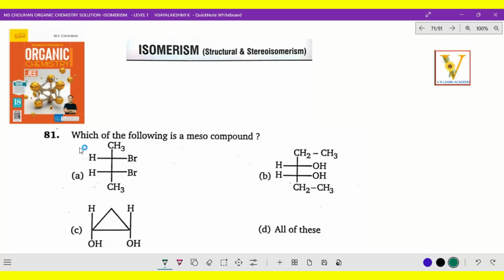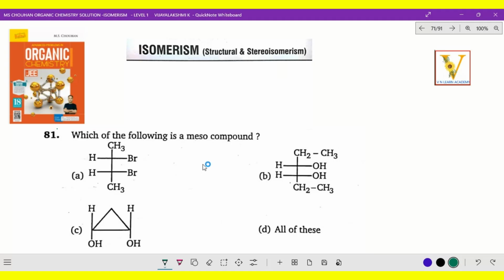See some more interesting and important questions from MS Chauhan sir's Organic Chemistry, Isomerism, Level 1, questions 81 to 90. Come on, let us discuss the first question. Which of the following is a meso compound? They have given the options.